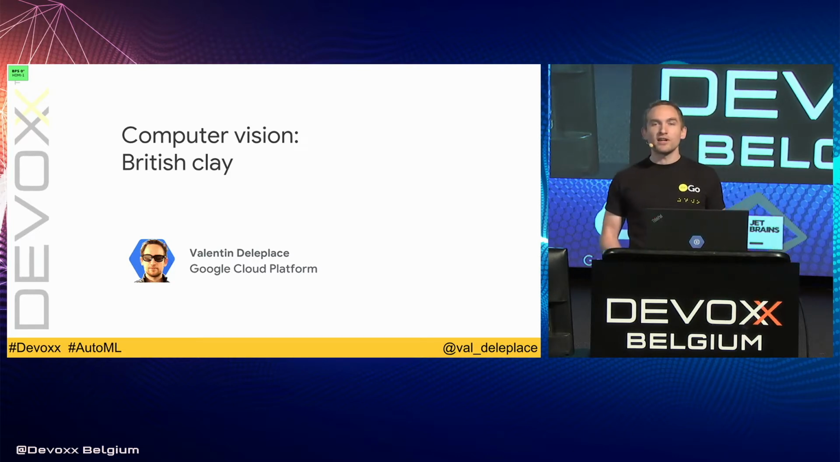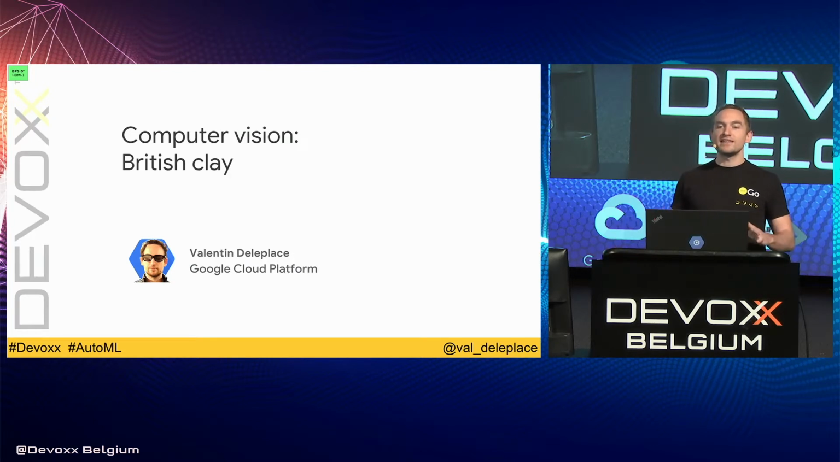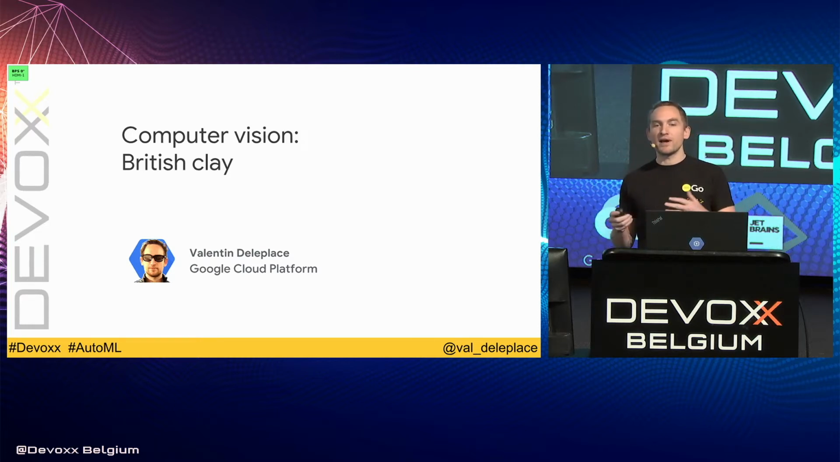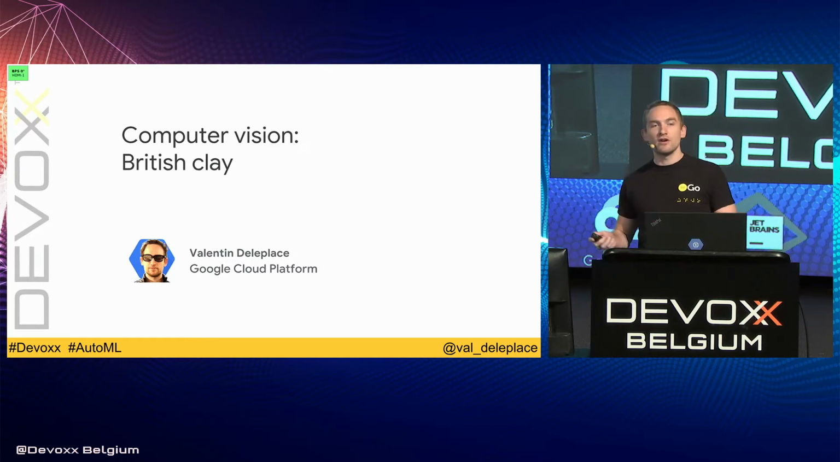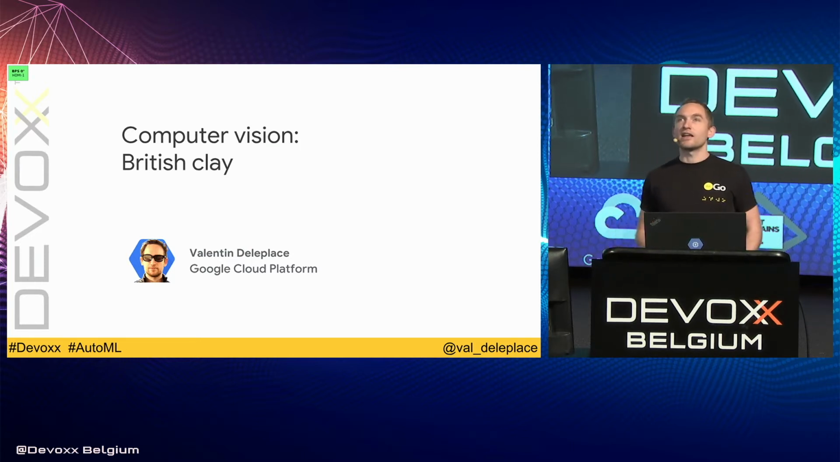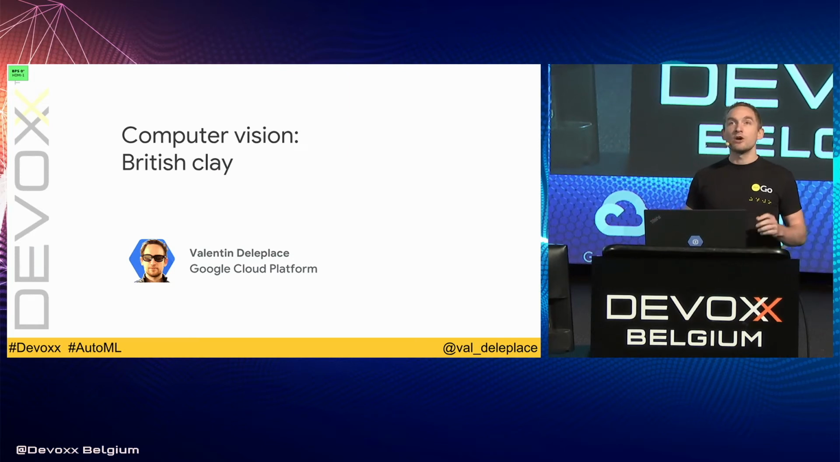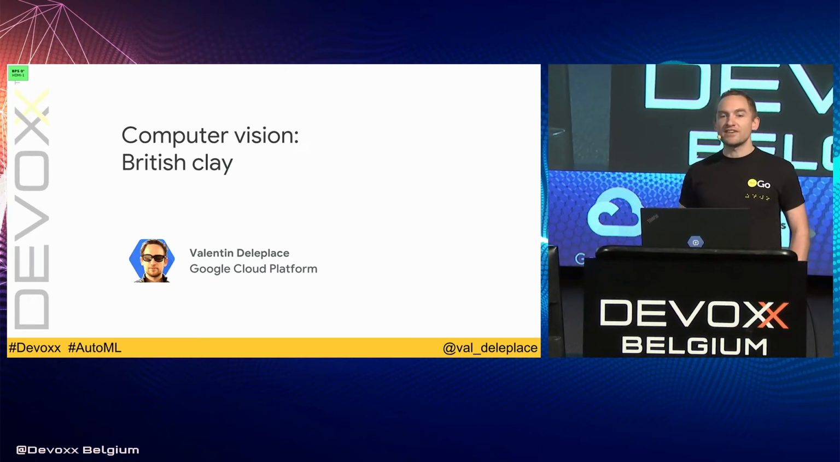Today, we'll be talking about AutoML, which is a generic term for automated supervised machine learning. Supervised here means train a model by giving it sample inputs and the correct answers for these inputs. And more precisely, we'll talk about AutoML for image classification.